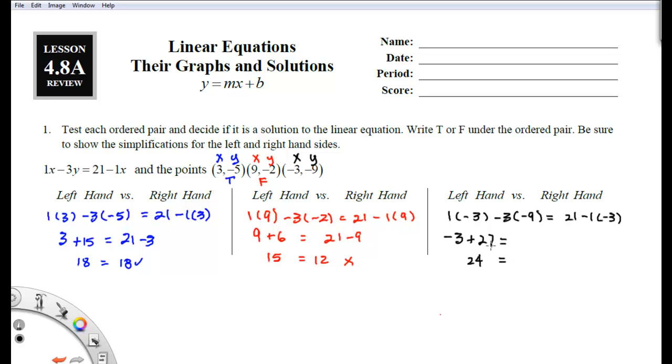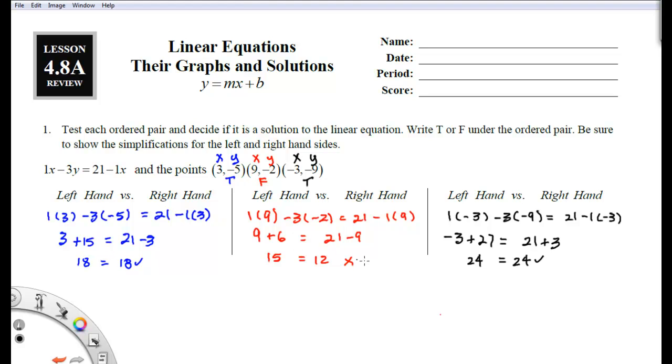Now let's check the right. I've got 21. And negative 1 times a negative 3 is a positive 3. And then 21 plus 3 is 24. So that one checks out. So that one is true. So the first ordered pair is a solution because I end up with a true statement.